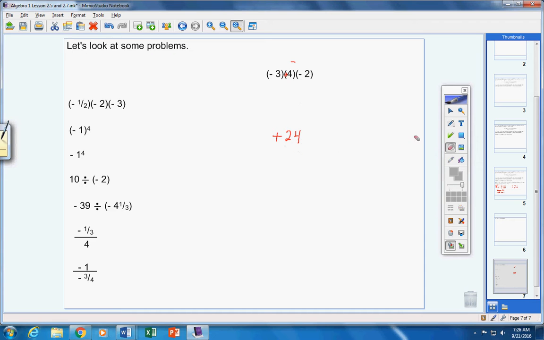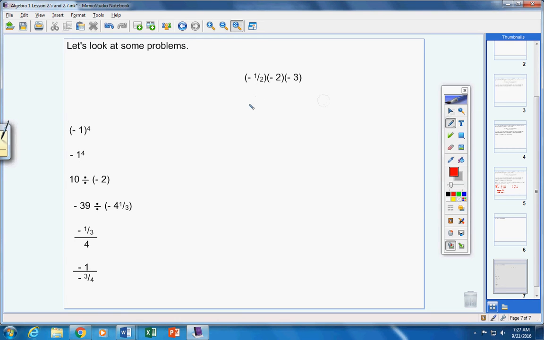Now if I lost you there, then try it a different way. Maybe you like this better. -3 times a +4. The signs are different, so it's a negative. And 3 times 4 is what? 12. Then bring down your -2. Now I have a negative times a negative. When the signs are the same, you put a positive. 12 times 2 is 24. Either way, you get the same answer, okay? If I'm going too fast, back up and watch it again. That's one of the benefits of a video class. Okay, let's watch this one now.